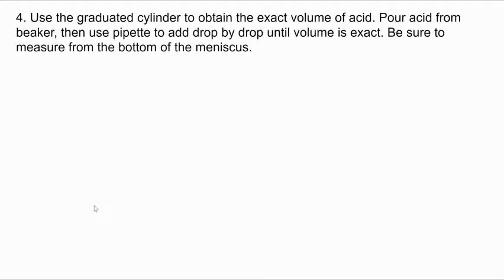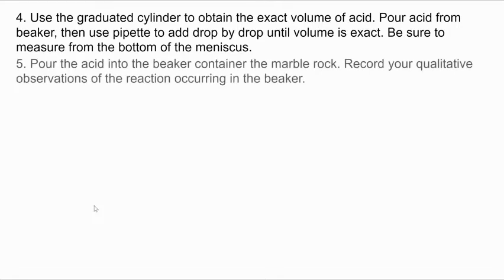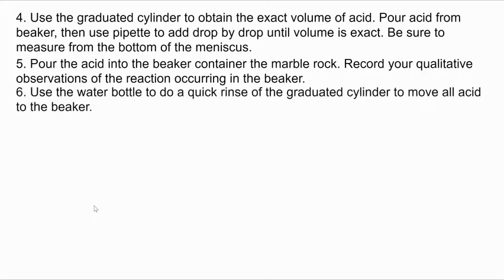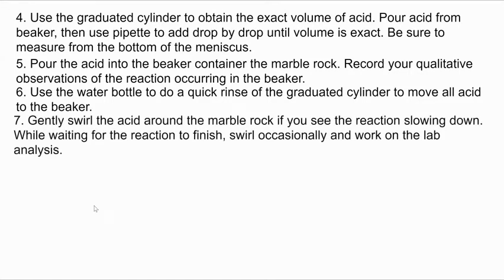And then using the graduated cylinder, obtain the exact volume of acid. Pour acid from the beaker, then use the pipette to add drop by drop until the volume is exact. Be sure to measure the bottom of the meniscus. And then pour acid into the beaker containing the marble rock. Record your qualitative observations of the reaction occurring. And use the water bottle to do a quick rinse of the grad cylinder to move all the acid into the beaker. And then you can gently swirl the acid and the marble rock when you see the reaction start slowing down.